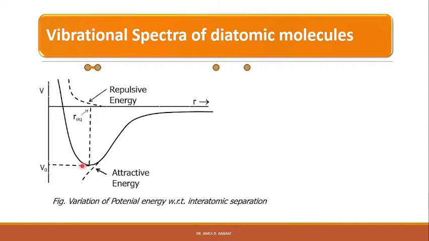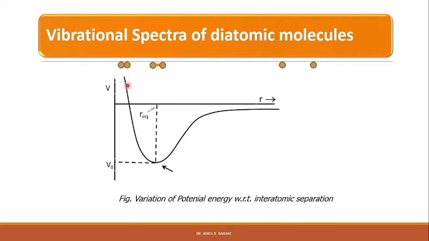Further, if we decrease the separation between the two atoms, then the potential energy again rises, right? That means the repulsive term is dominant over the attractive term. At the minimum value of potential energy, the attraction term and repulsion term balance each other, and therefore we get a minimum in the potential energy.